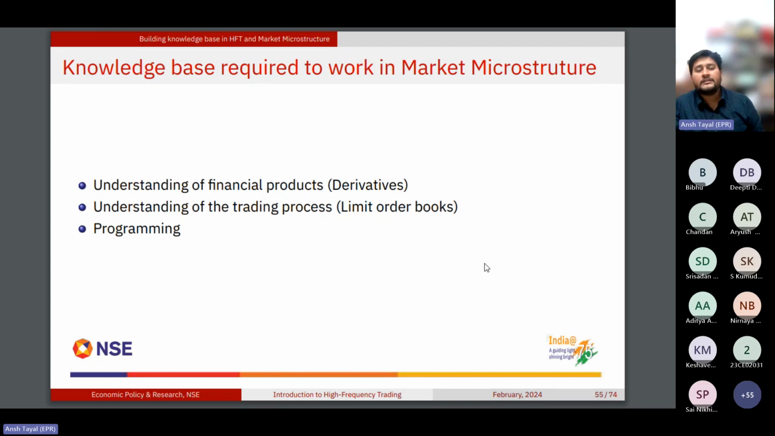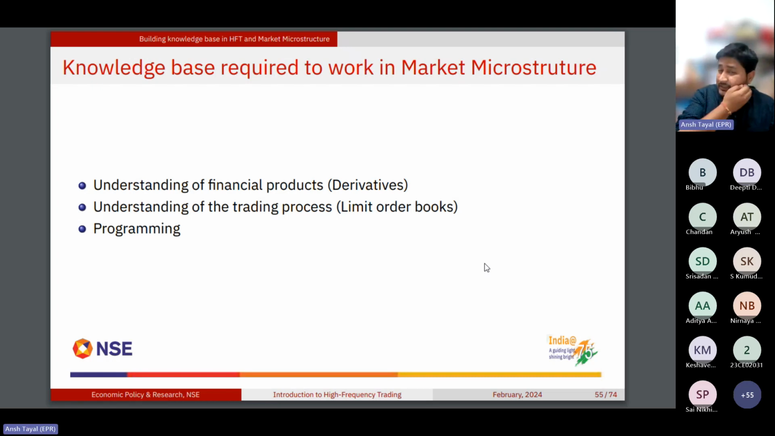Now, third is programming. Why is programming required in this? Programming is required because the size of the data is so huge that it's not possible to work on it in any other format. To give you some perspective, take one day of cash market data. Cash market is equity buying or selling. One day of cash market data at NSE has around 800 million orders, 80 crore, and the data size of this is nearly 400 GB. So one day's data is 400 GB. How can you even imagine processing it?